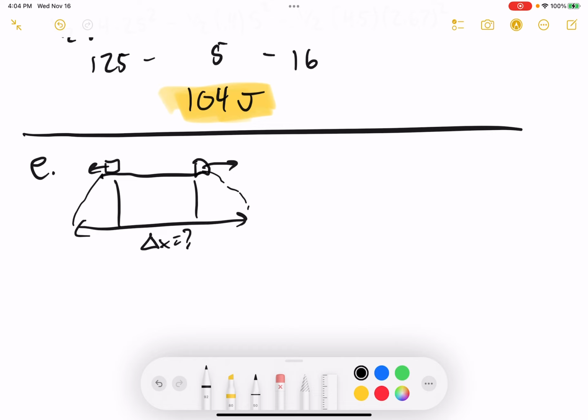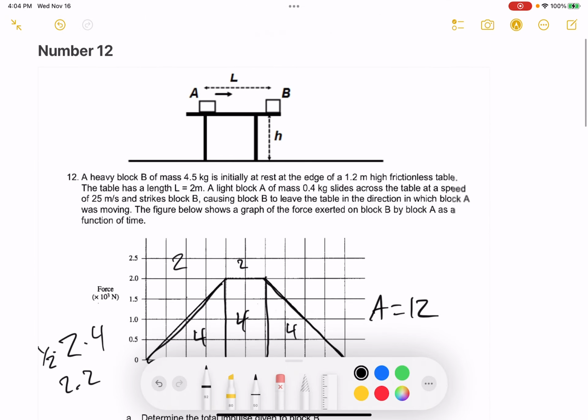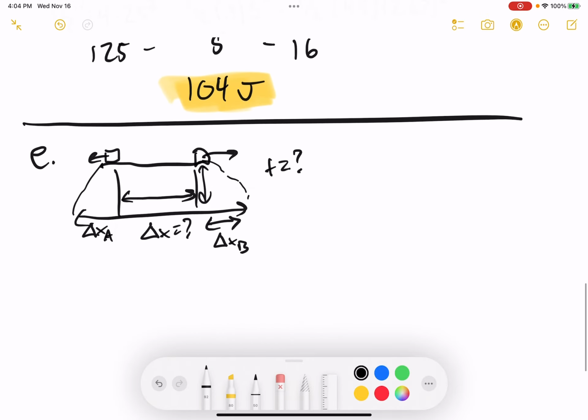Now, the first thing we need to know is the time. I need to know the time that both are going to fall. When I have that time, I can figure out how far this one will go, delta x for the B block. Then I also need delta x for the A block. And then I also have a length here, the length of the table, and the length of the table is just 2 meters.